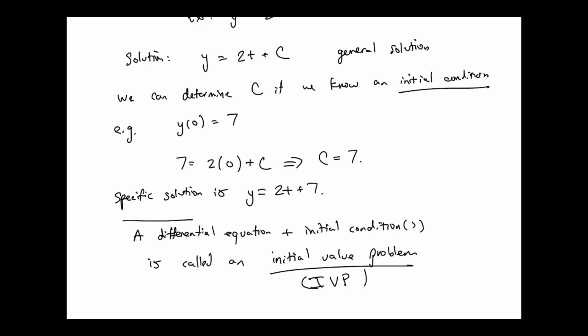Now, I should say solving an initial value problem is tricky. If I give you what I claim is a solution, how could you check whether or not I'm correct? That's much simpler. So let's look at an example of that.